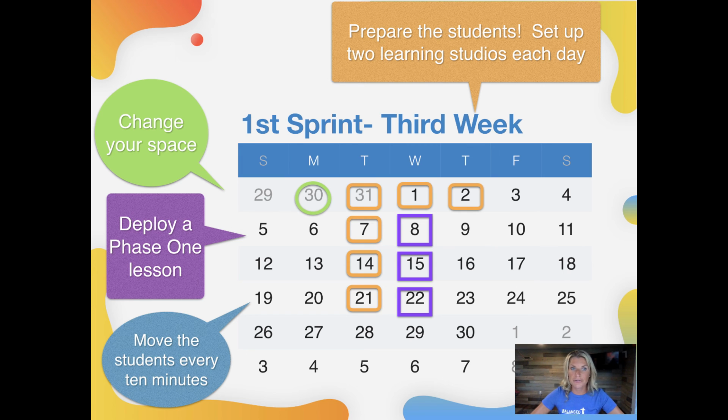That's it. That's your first sprint. Change your space. Prepare the students for what it's going to look like. Deploy a phase 1 using your timer. Try that for 3 weeks. All right, once you're ready, watch the video on sprint number 2.